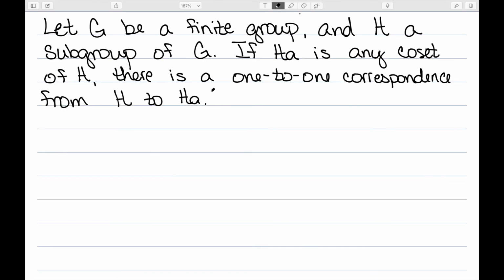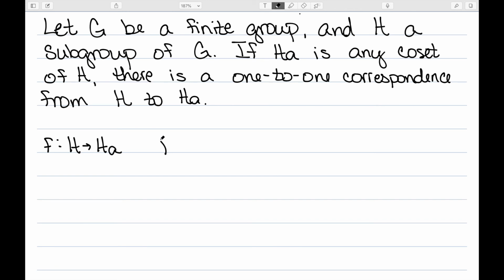The next thing I want to show: I'm going to let G be a finite group and H be some subgroup of G. If HA is any coset of H, there is a one-to-one correspondence from H to HA. So essentially what this says is that all the cosets of my subgroup H will have the same number of elements. So let's go about proving this. In order to prove there's a one-to-one correspondence, I'm going to need to start with a function. So we need a function f from H to HA.